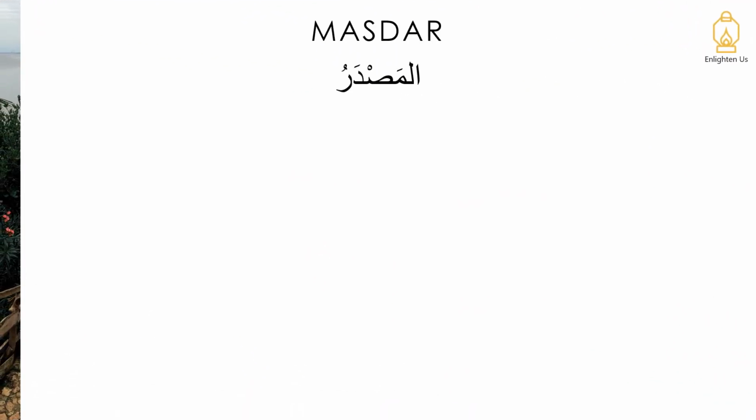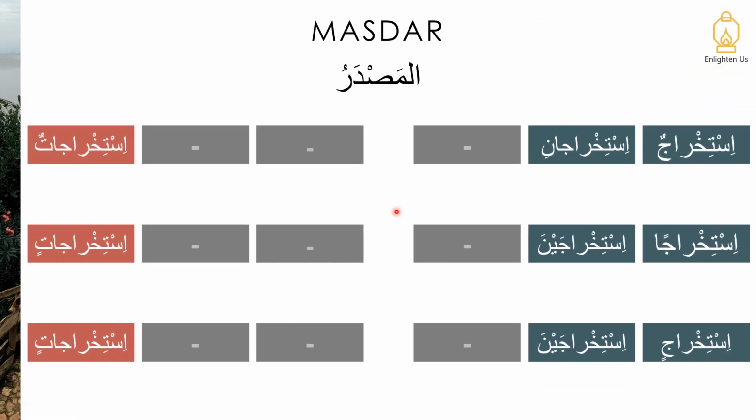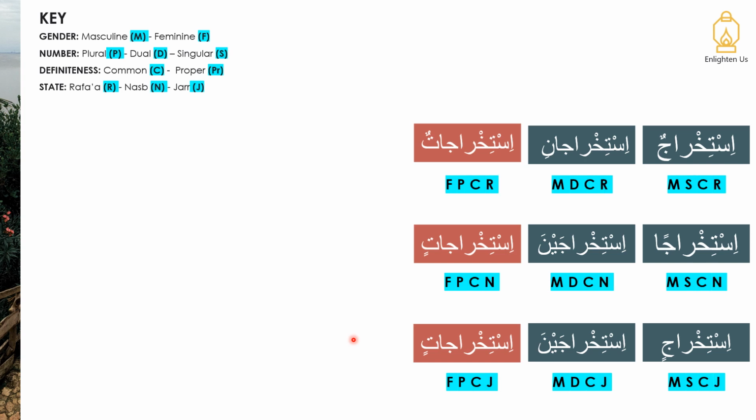And now let's have a look at the masdar. So we have istikhraj, so istikhrajun, istikhrajan, istikhrajin, istikhrajani, istikhrajaini. And again, to pluralize for the masdar, because the masdar is a concept, not a person, we use the feminine plural. So istikhrajatun, istikhrajatin. And again, here's our key to give you insight into the characteristics of each of these isms.